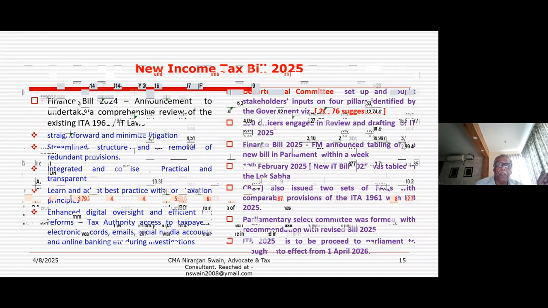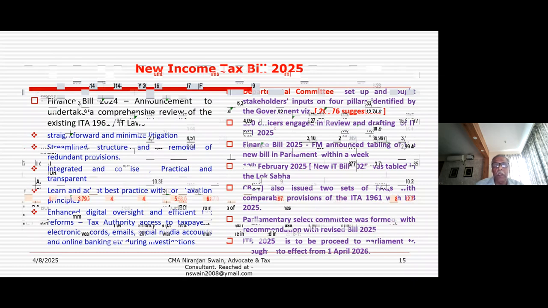But still, a lot of changes have taken place. In the Finance Bill 2024, the Finance Minister, while presenting the budget, announced a comprehensive review, not a new bill actually, of the Income Tax Act, and to introduce the bill in 2025. They kept in mind that it should be straightforward. It should minimize litigation. Again, litigation, I have some criticism on this, I will discuss. Streamlining structures and removal of redundant provisions, integrated and concise, practical and transparent law that adopts best practice in core taxation.